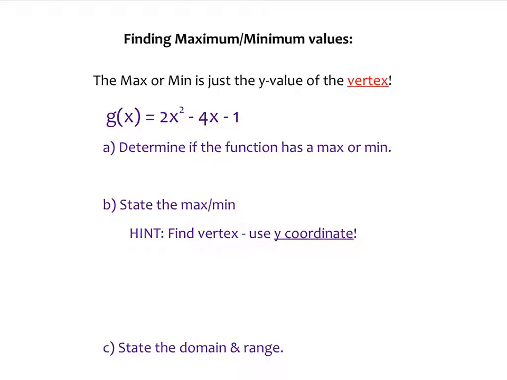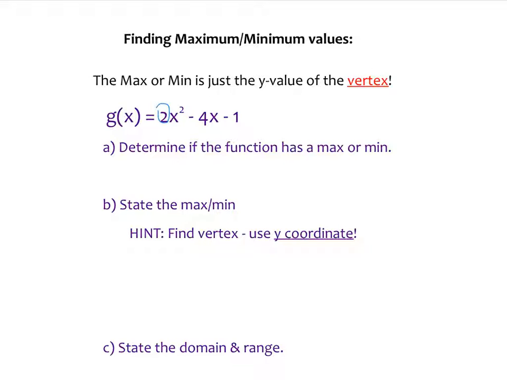So let's look at the function g of x equals 2x squared minus 4x minus 1. Part A of this problem says determine if the function has a maximum or minimum. If you can recall from last notes, we are going to look at whatever a is in front of x squared. If that is greater than 0, our parabola will open up and we will have a minimum. If a is less than 0, our parabola will open downward and we'll have a maximum.